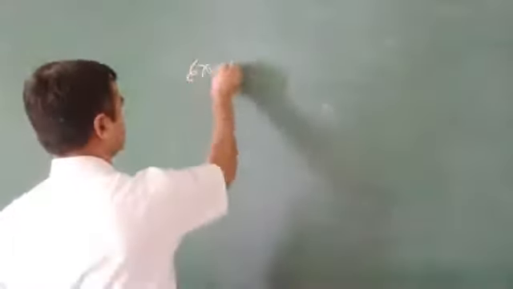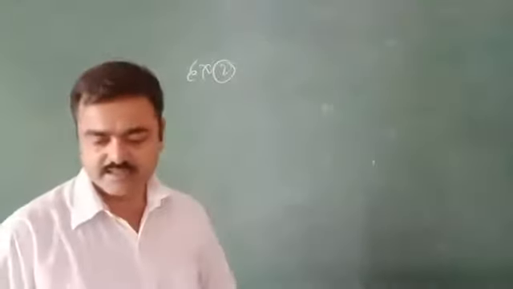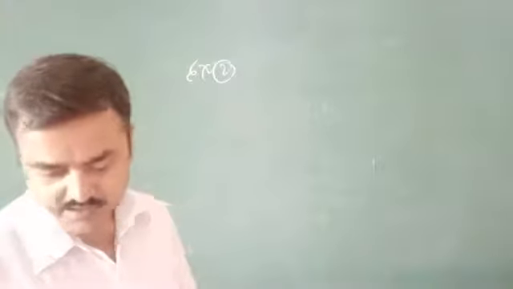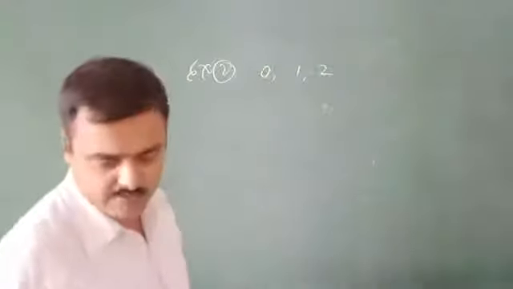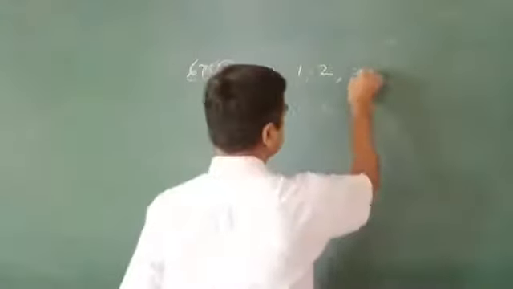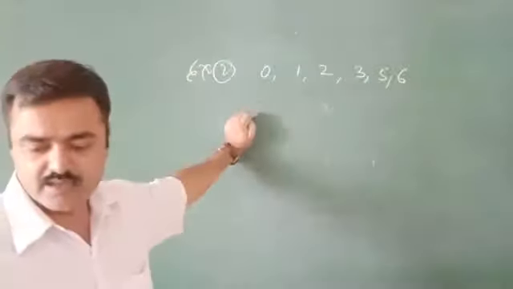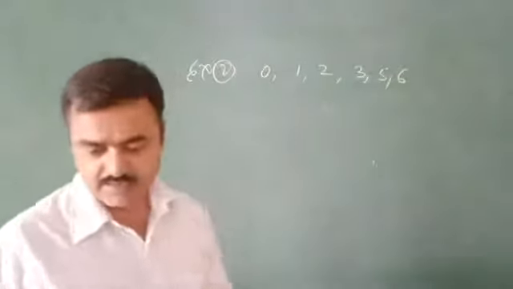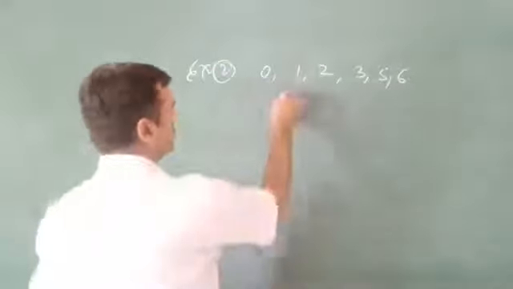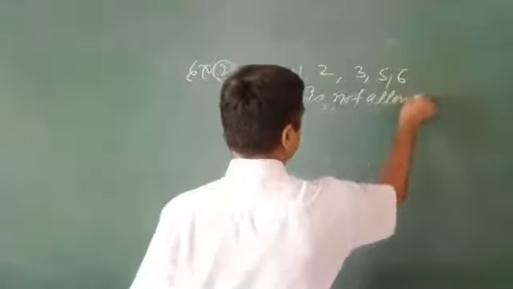See the next question. How many 3-digit numbers can be obtained from the digits 0, 1, 2, 3, 5, 6 by using these digits if repetition is not allowed?